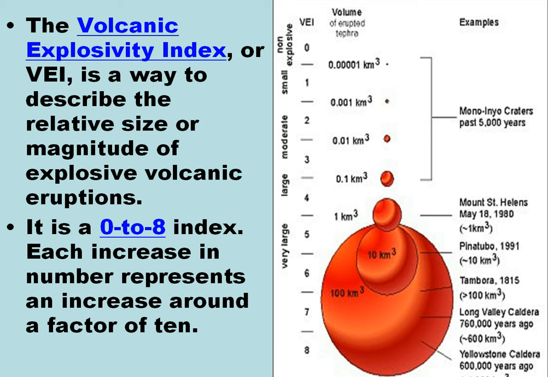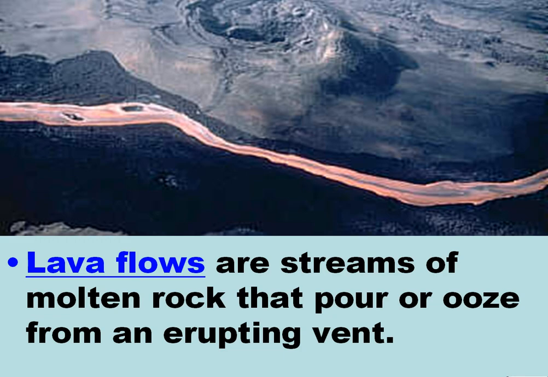So over here on the side, we can start to see that Mount St. Helens, May 1980, was somewhere in that 4 range. Now, was that large? Yeah, it was large compared to some other ones. However, when we get to the Yellowstone caldera, now all of a sudden we're looking at some volcanic eruptions that are in that 7 to 8 range. We're talking about a lot more material, a lot more powerful eruption occurring.